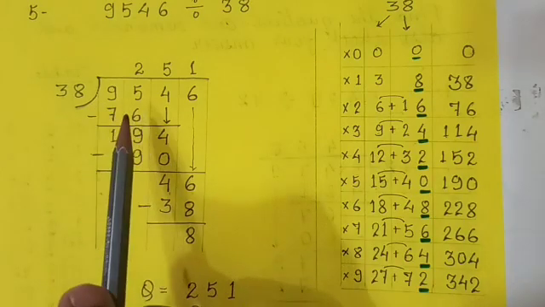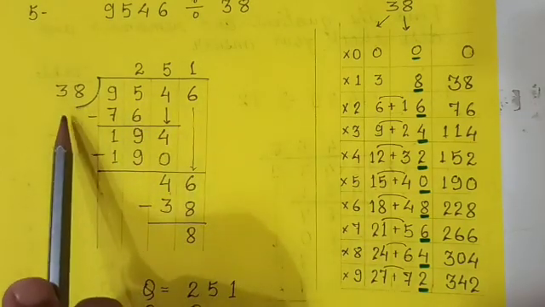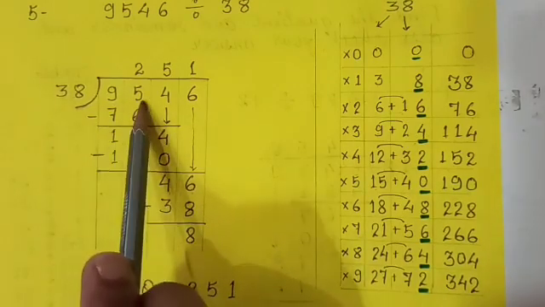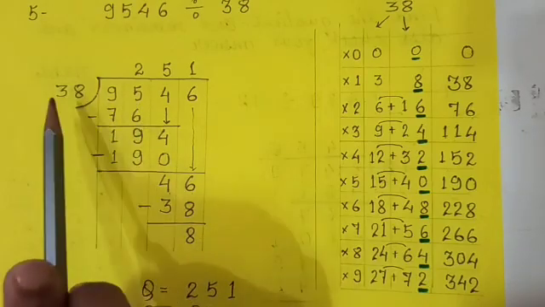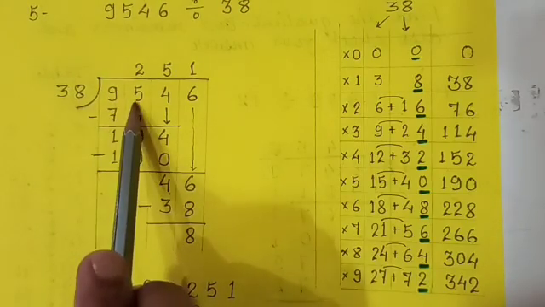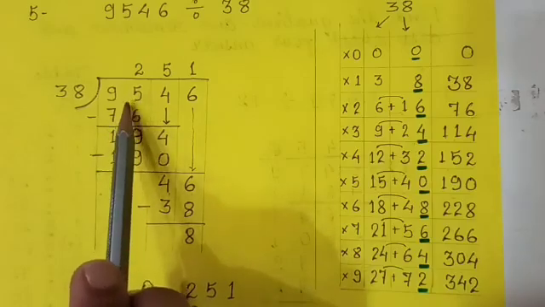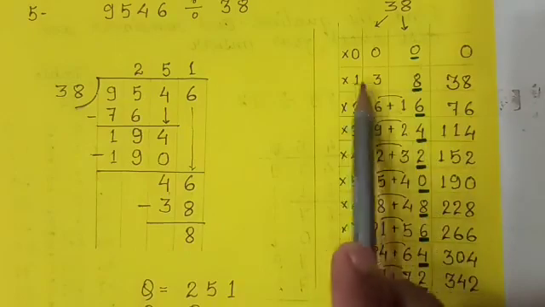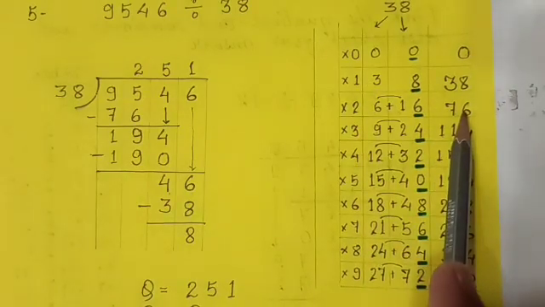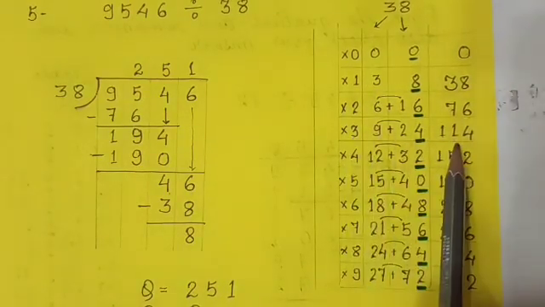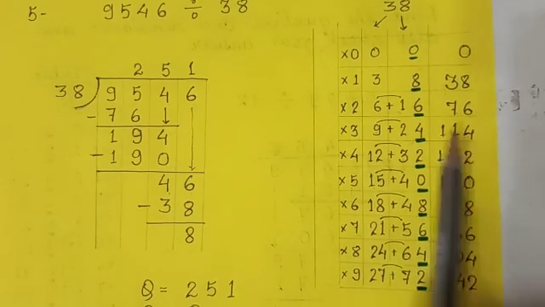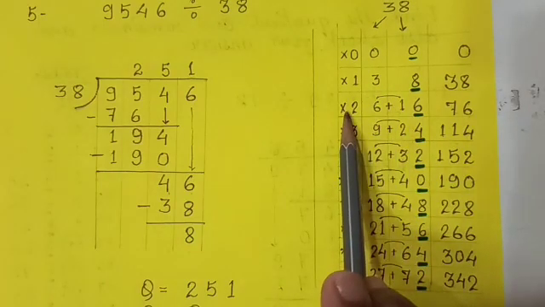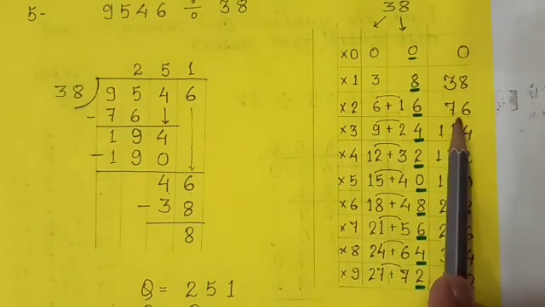Now, look at 9546 divided by 38. It is a 2-digit divisor. First of all, we will consider the first 2 digits as our target. It is 95, more than 38, so it is our target. We have to search the nearest number in the table of 38. What are we getting? 38 2s are 76 and 38 3s are 114. This 114 is more than 95. Therefore, we have to consider 38 into 2 is equal to 76.